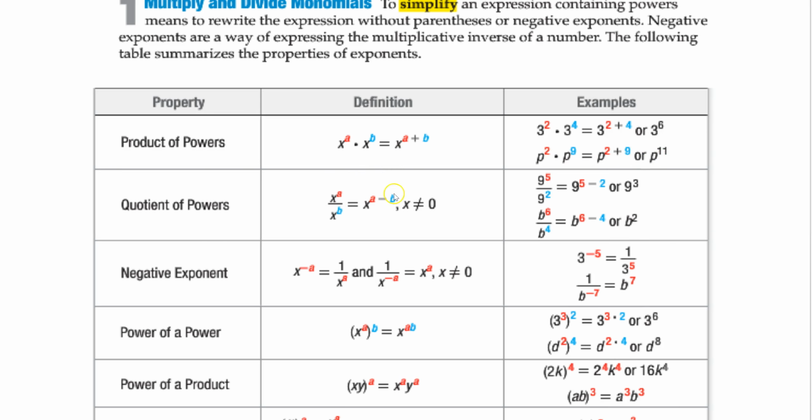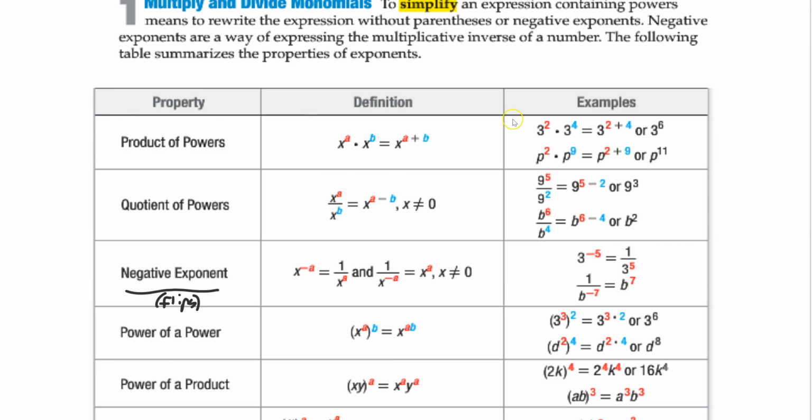If you divide, you subtract the powers, top minus bottom. If it's a negative exponent, this is an important one. Those others you've done before. Negative exponent is kind of new. A negative exponent flips the power. So if you see right here, x to the negative a is just 1 over x to the a. And if you have 1 over x to the negative a, it flips to x to the a.